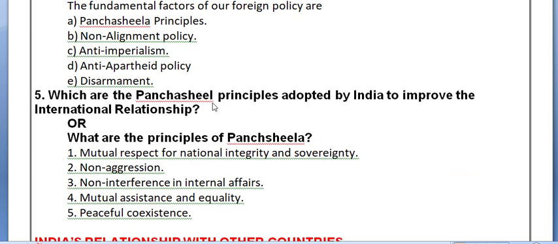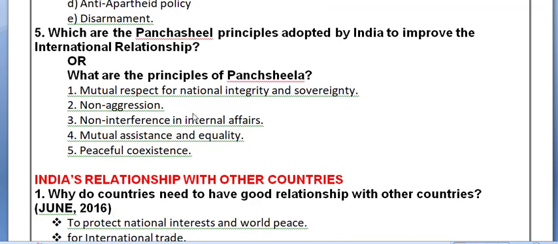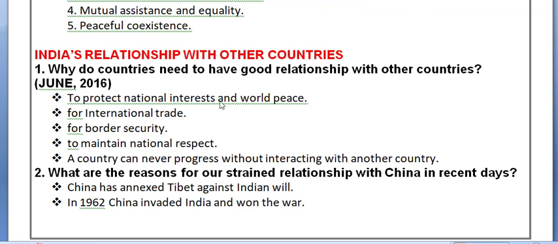Which are the Panchashila principles adopted by India to improve international relationships? The question can also be asked like this: what are the principles of Panchashila? Mutual respect for national integrity and sovereignty, non-aggression, non-interference in internal affairs, mutual assistance and equality, peaceful coexistence.